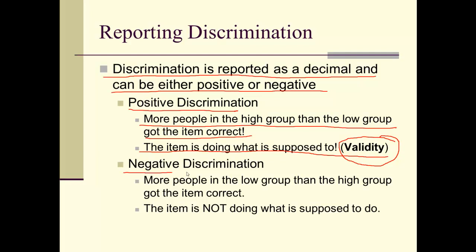If it's a negative discrimination, then more people in the low group than the high group got the item right. And so it is not discriminating between the groups. In fact, it's measuring something maybe different. Maybe it's one of these questions where, if you don't know the answer, you can at least guess and get it right. We wanted to be able to discriminate between those students that know the information and those that don't know it. That's what we're doing.